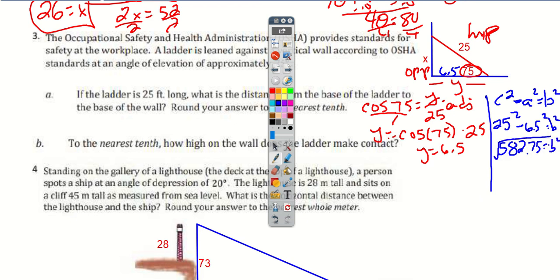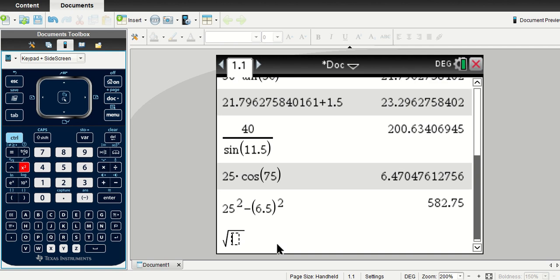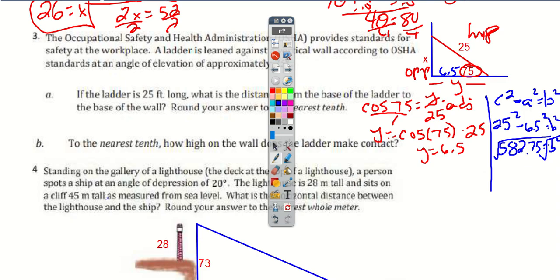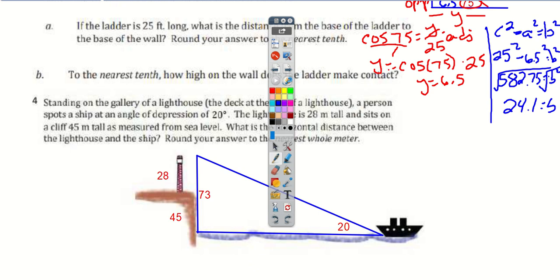And then we're going to go ahead and take the square root of both sides. The square root of the answer comes out to be 24, nearest tenth, 24.1. All right. And our last question here.